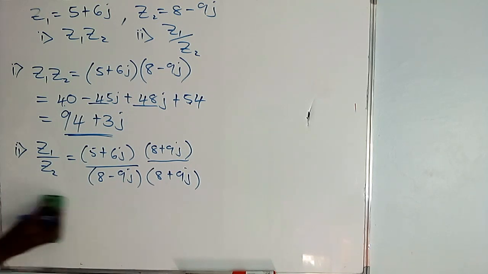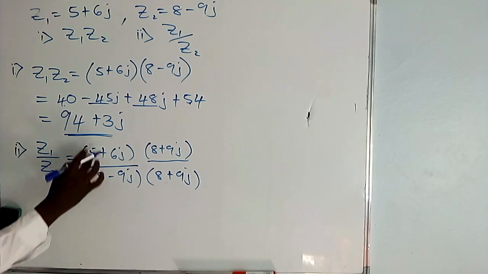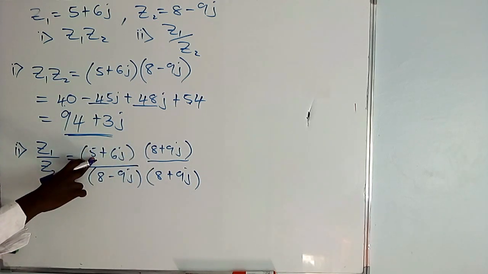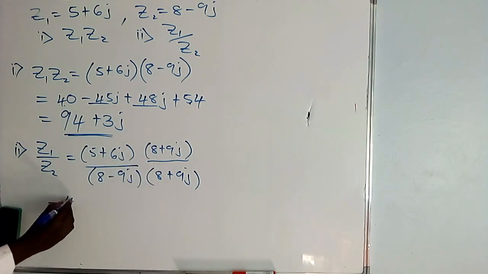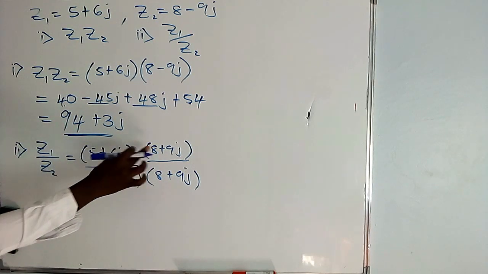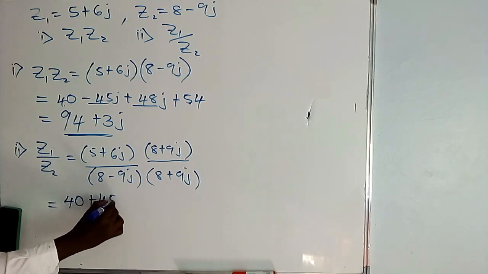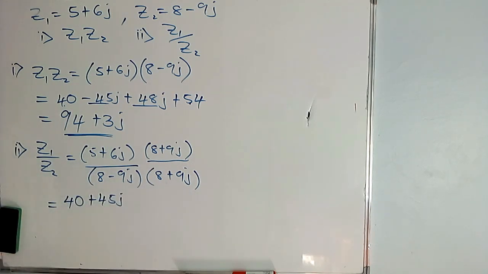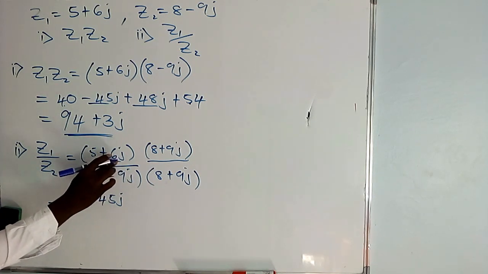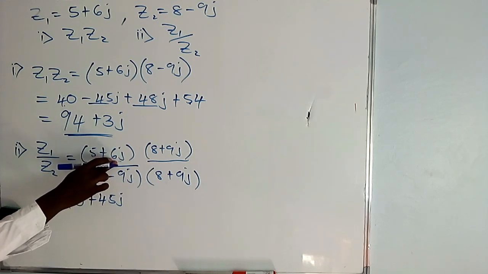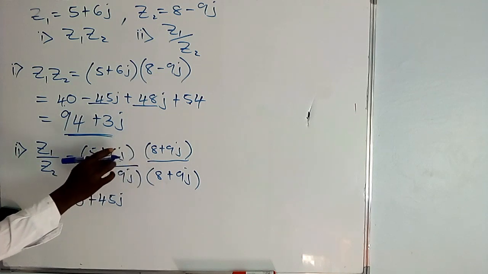Now in the numerator, you now start. In the numerator, 5, the first term in the first bracket, multiplies everything in the other bracket, isn't it? 5 times 8, you get 40. 5 times positive 9 is positive, then times j, you get positive 45j, isn't it? You're done with that. Go to the next term in the first bracket in the numerator, there we have positive 6j, isn't it? Positive 6j is just 6j.